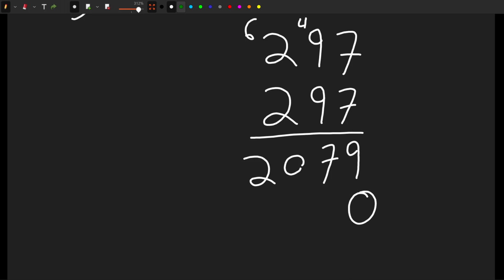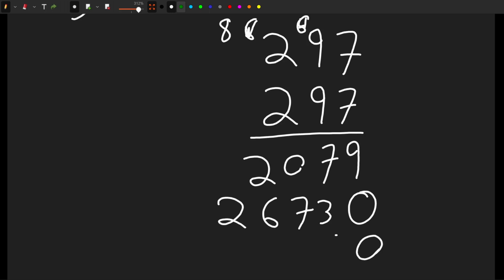Add a 0 now. 9 times 7 is 63. Carry the 6. 9 times 9 is 81, plus 6 more, I'm going to get a 7. I'm going to get an 8 on the outside here. 9 times 2 is 18, plus 8 more is 26. Now I'm going to add 2 zeros. And now all I have to deal with is just a 2. 2 is the easiest number here. 2 times 7 is 14, carry a 1. 2 times 9 is 18, plus 1 more, I get 19. 2 times 2 is 4, plus 1 more, I get 5.